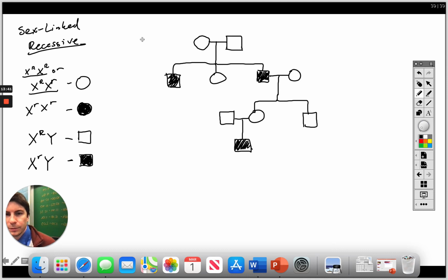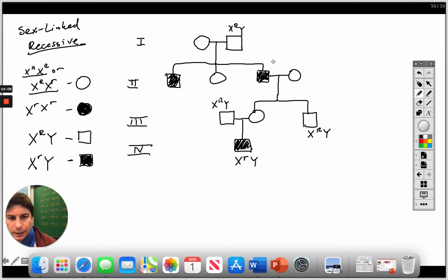All right, so we did a 4-generation one here. 1, 2, 3, and 4. Now, we know we can go in and fill in all the males right now if we wanted to. We know this one is X big R, Y. We know this is X big R, Y. We know this one is X big R, Y. And this would be X little r, Y. X little r, Y. And X little r, Y. Okay. Label my individuals so we know who we're talking about here.